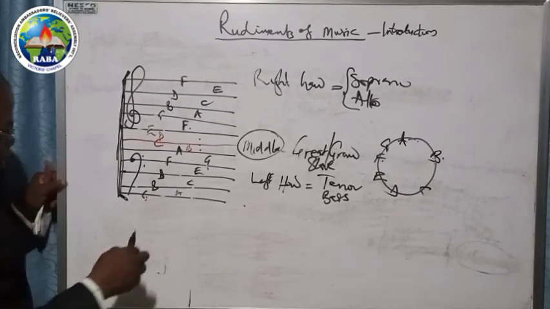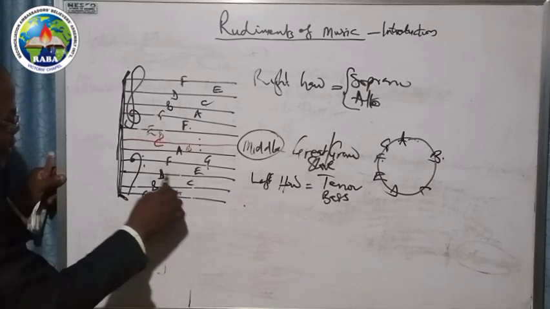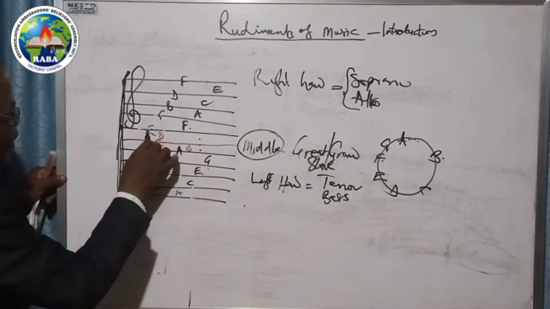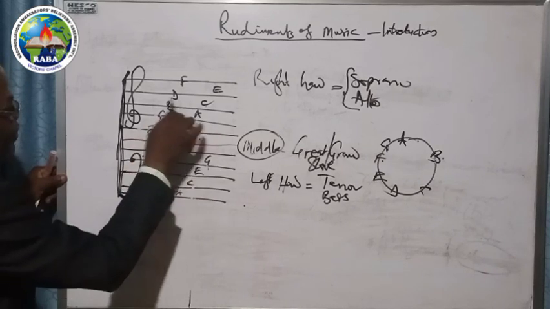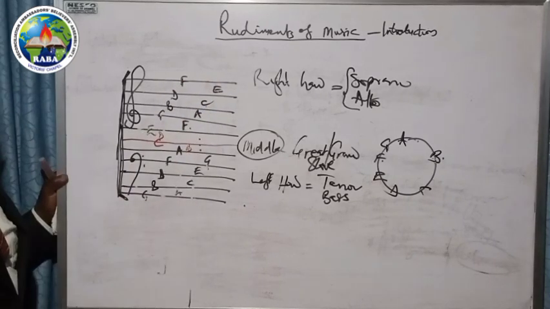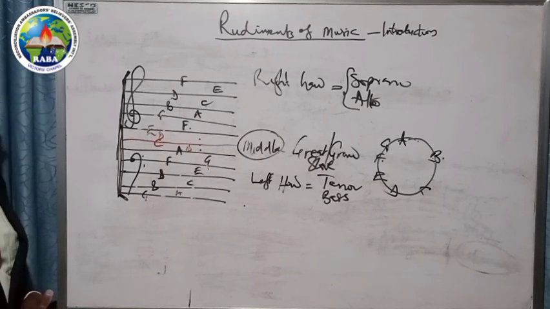How do I do it? This G, that's the head. A, B, C, D, E, F, G. A, B, C, D, E, F, G. A, B, C, D, E, F. Then the next will be G. I think you can get what we are talking about.